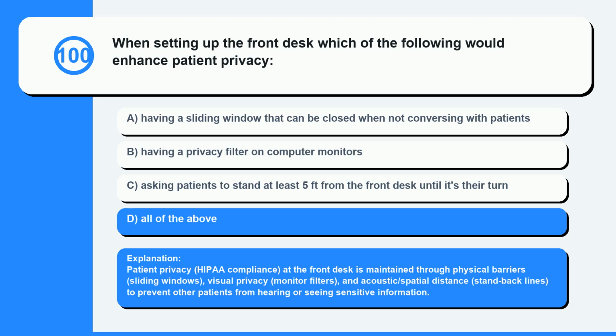All of the above. Patient privacy, HIPAA compliance, at the front desk is maintained through physical barriers, sliding windows, visual privacy, monitor filters, and acoustic and spatial distance, stand-back lines, to prevent other patients from hearing or seeing sensitive information.